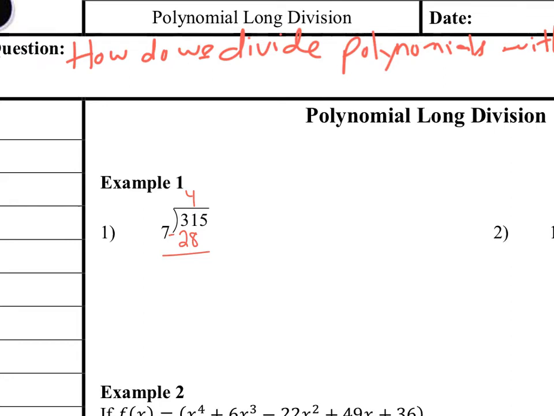31 minus 28 is going to give us 3. We bring down the 5. And then we ask ourselves, okay, how many times does 7 go into 35? 7 times 5 is 35. We can now subtract, the remainder is 0, and we've now divided 315 by 7.